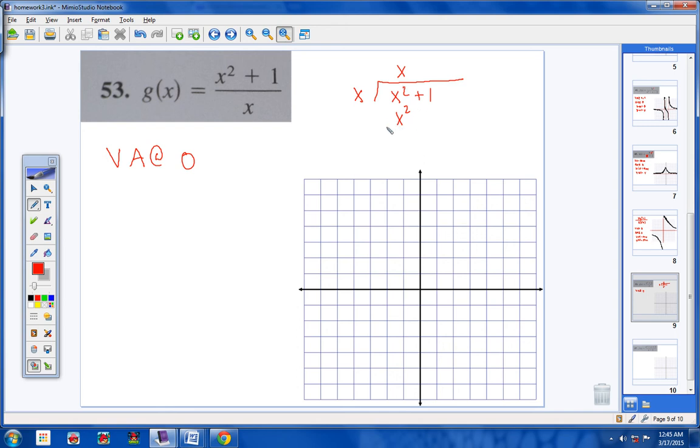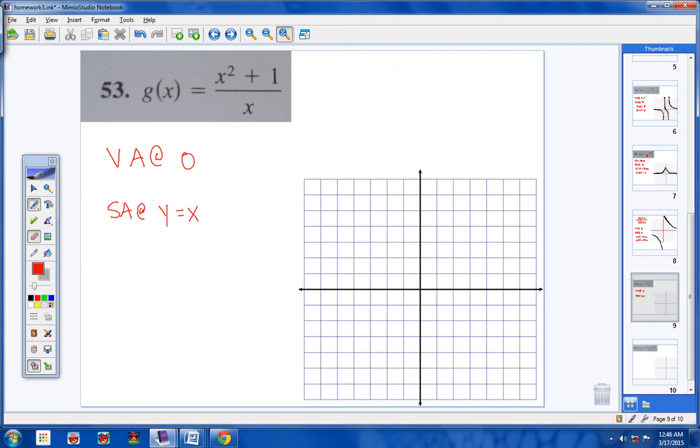And then change your signs and bring down your next term, 1. X goes into 1 0 times, so your remainder is going to be 1. So what you end up with here is just X. So your slant asymptote is going to be at y equals x. Go back and watch that again if you need to.